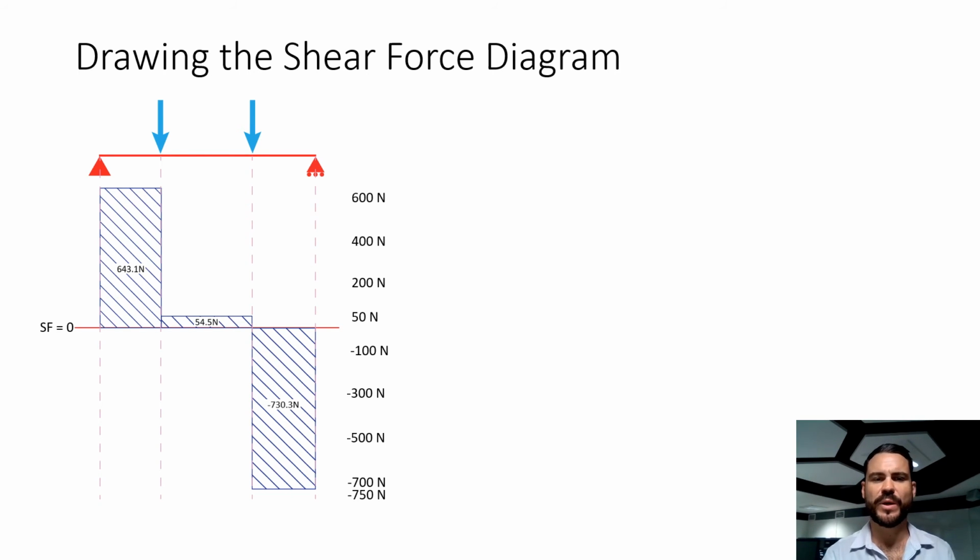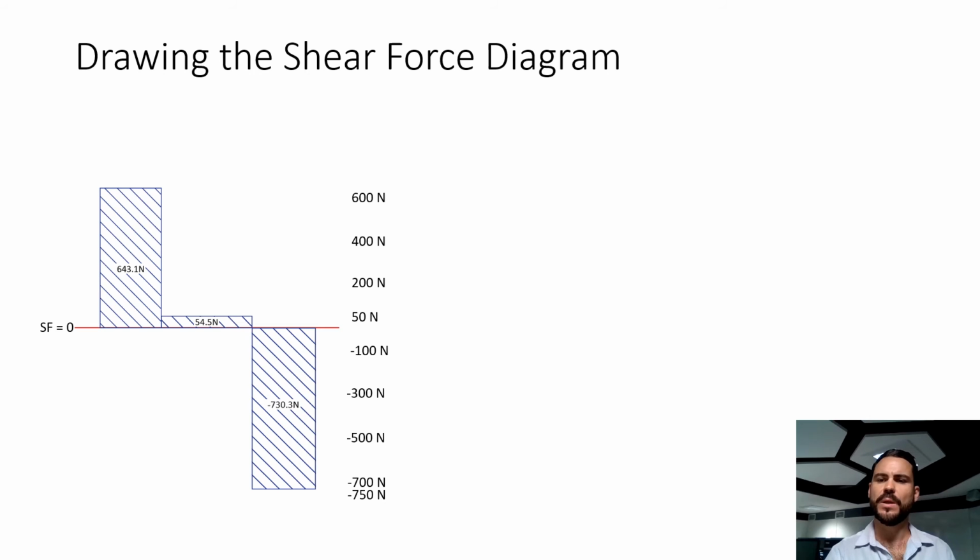Okay, that's really our shear force diagram. It seems to be convention to generally always hatch your boxes and include the magnitude of the shear force in the box as I've done there. There we have it, our shear force diagram.